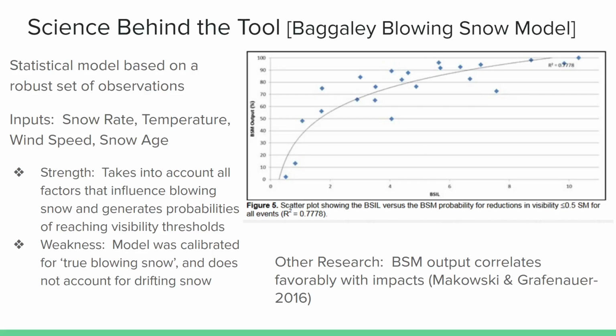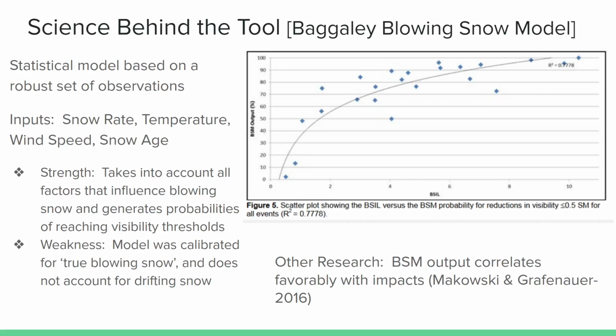There was a CR tech attachment in 2016 that showed the output from the blowing snow model, and it correlated very favorably with impacts due to blowing snow. Because this method utilizes a really large set of observations and takes into account all those main factors for blowing snow, it tends to do better in highlighting characteristics of true blowing snow, so that impactful lower visibility.